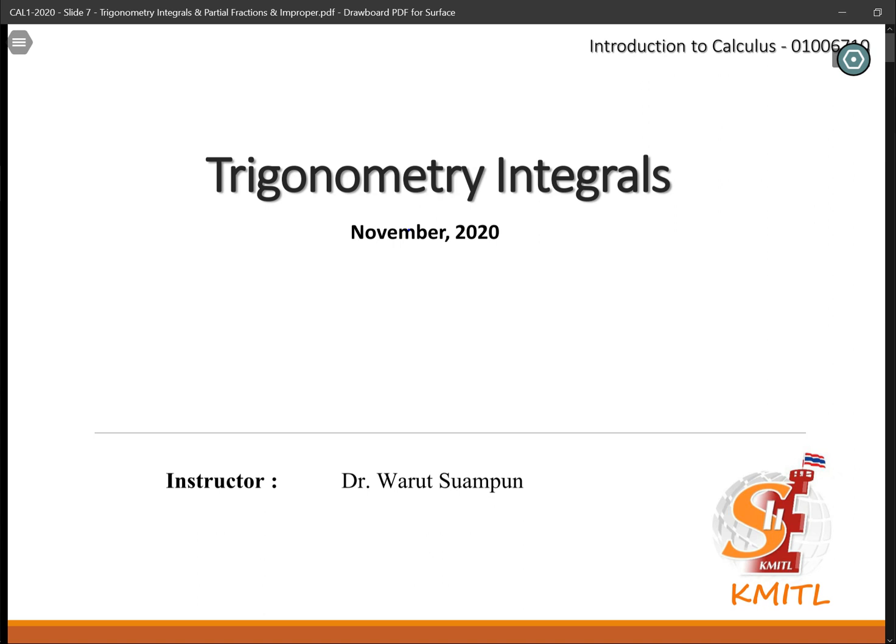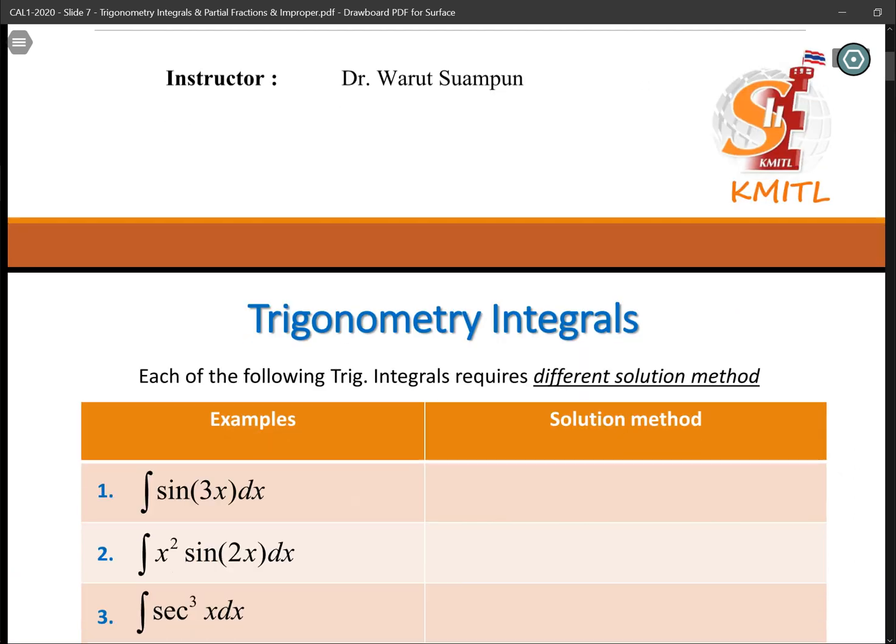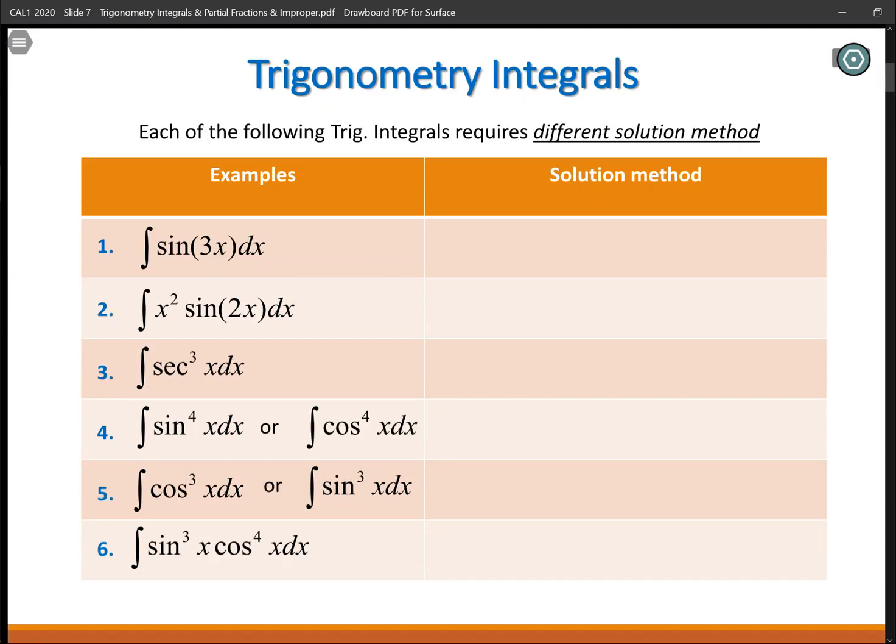Today, we are going to look at them again in more detail, which means that it's going to be a little bit more difficult, more challenging, and of course more fun for everyone here. So let's take a look at them now. Now let's move to the first slide. These are some examples of trigonometry integrals.